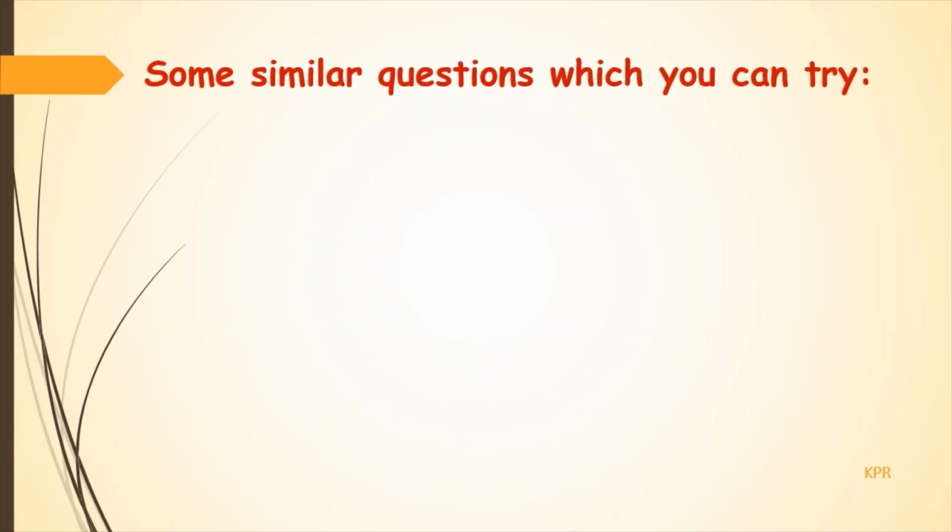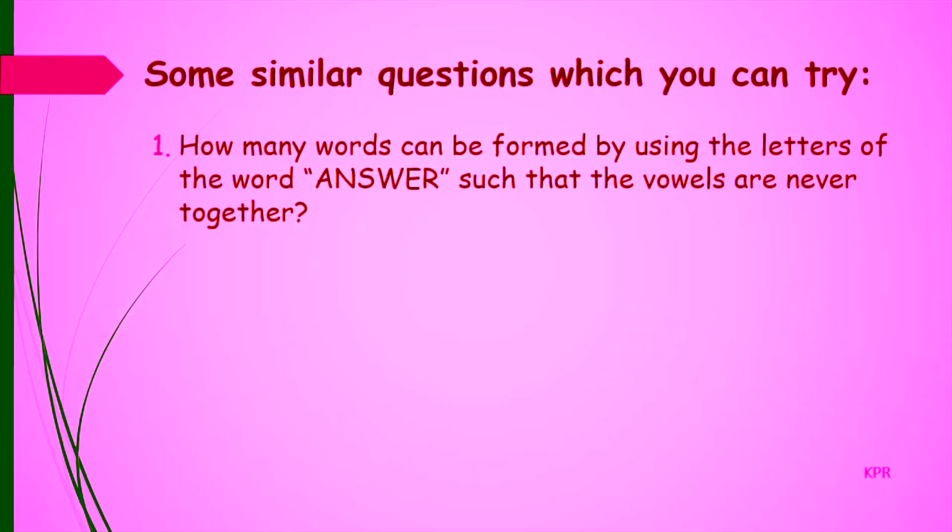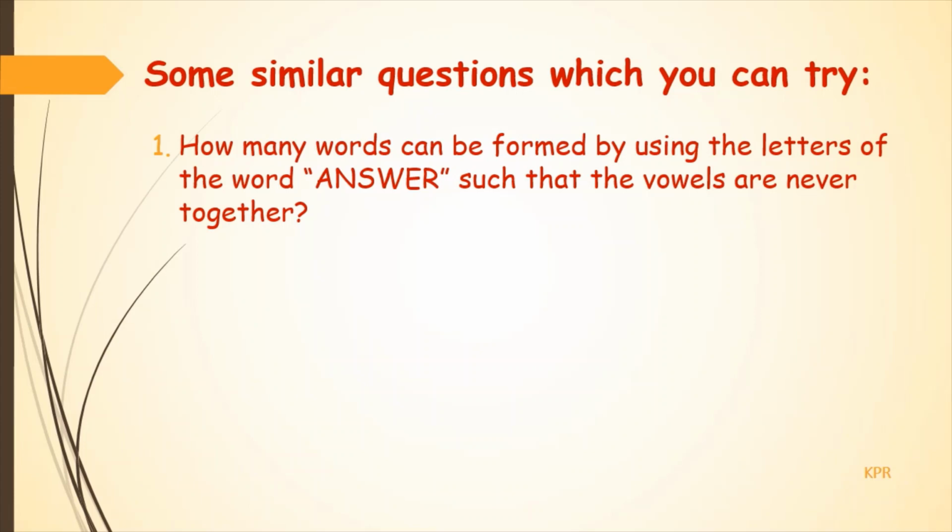Here are some similar questions given for you to try. Question number 1. How many words can be formed by using the letters of the word answer such that the vowels are never together? So in this word answer, there are 2 vowels A and E and 4 consonants. So just like the previous problem, first you can arrange the consonants and in between the consonants you can find the places for the vowels.